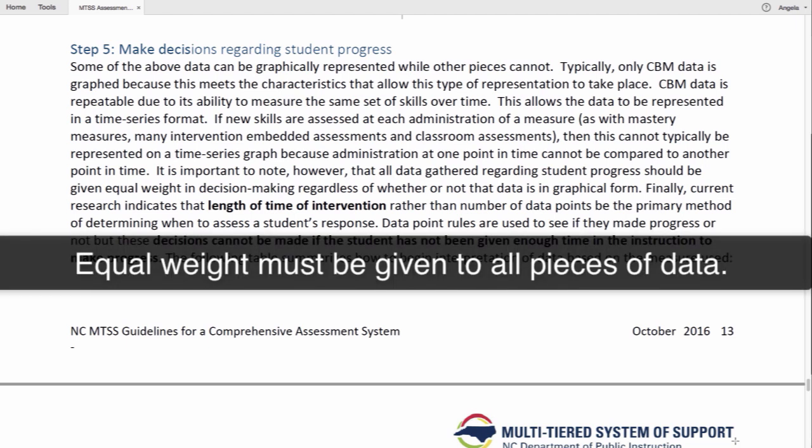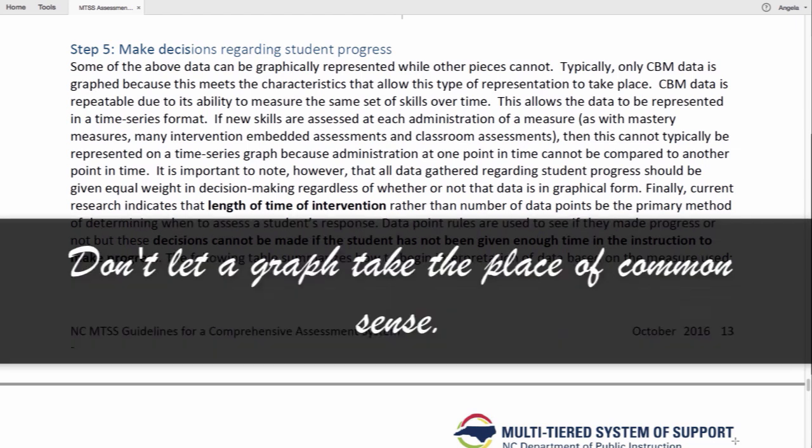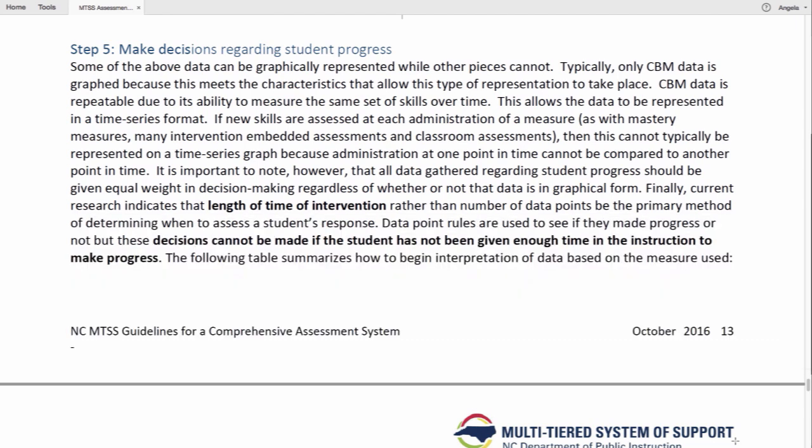However, even if some data that you collect, like lots of data that we talked about here, is not graphed, we have to give equal weight to all pieces of data. As a wise person once said, don't let a graph take the place of common sense. However, when interpreting graphed student data, research has indicated that we should use standard practices.